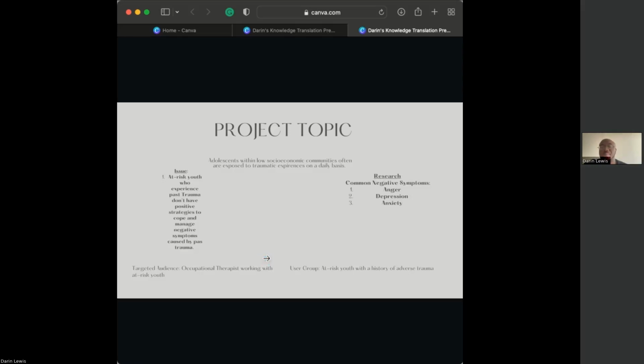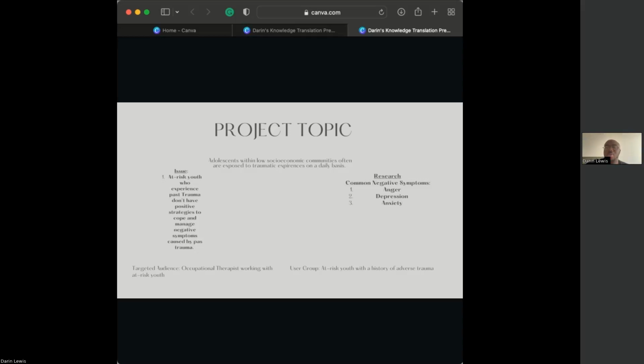In low socioeconomic areas, adolescents are often exposed to traumatic experiences daily that can have very damaging effects on their mental health and their well-being. Frequent exposure to these events can often cause adverse symptoms hindering occupational engagement and performance. Common symptoms include anxiety, depression, and anger.